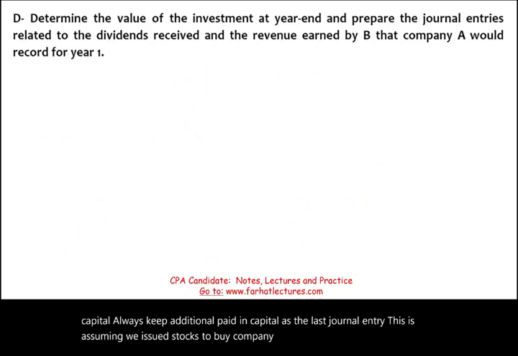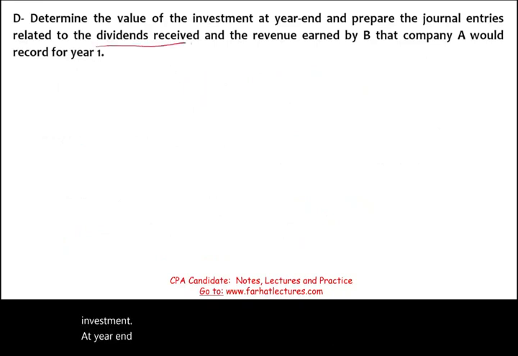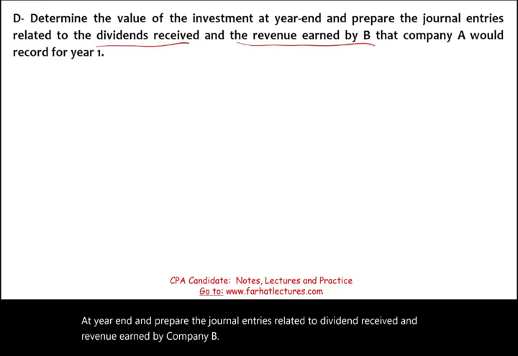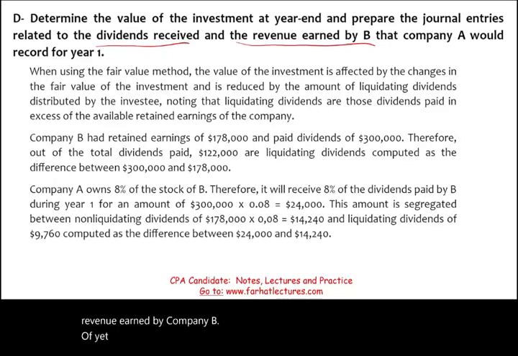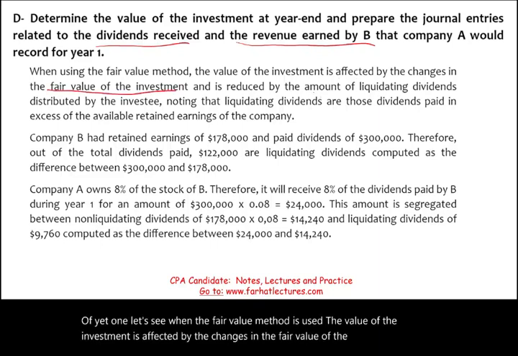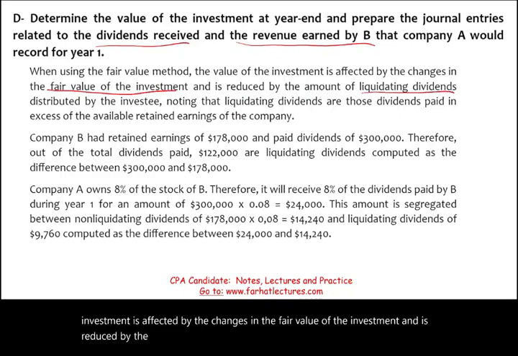Now determine the value of the investment at year end and prepare the journal entries related to dividend received and the revenue earned by Company B as of year one. Well, let's see. When the fair value method is used, the value of the investment is affected by the changes in the fair value of the investment and is reduced by the amount of liquidating dividend. So if we receive any liquidating dividend, we reduce the investment by that.